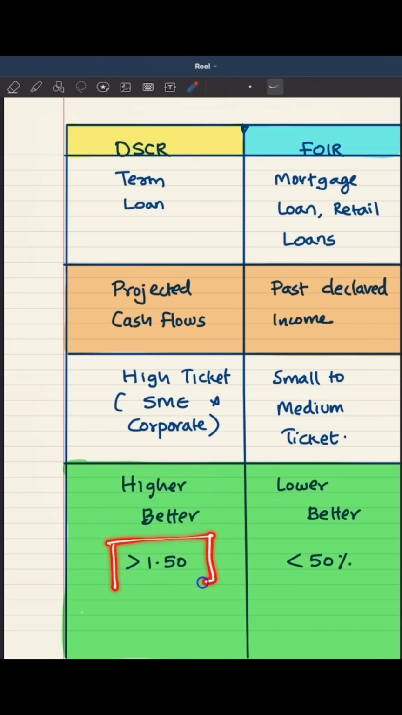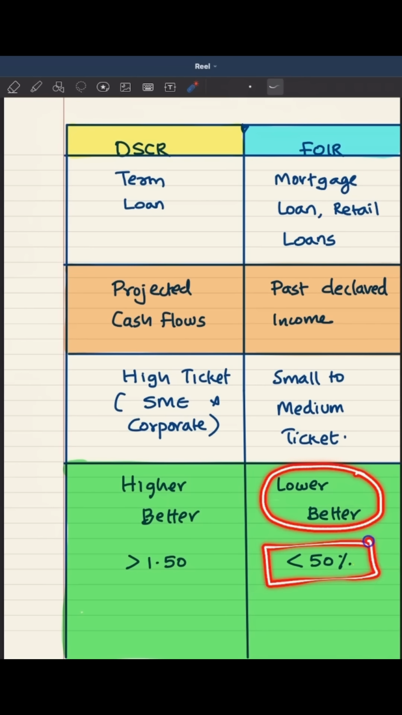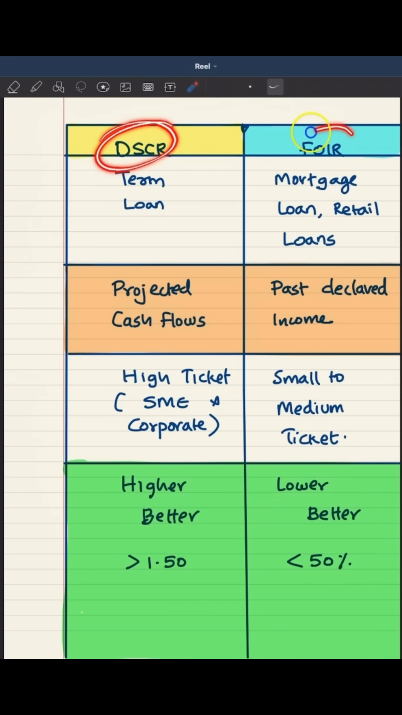Number 4, the higher the DSCR ratio, the better it is considered. Most banks will be insisting on a minimum DSCR ratio of 1.50. Whereas for FOIR, the lower the ratio, the better it is. If the ratio is below 50%, bankers will be more comfortable. So that's about the difference between DSCR and FOIR.